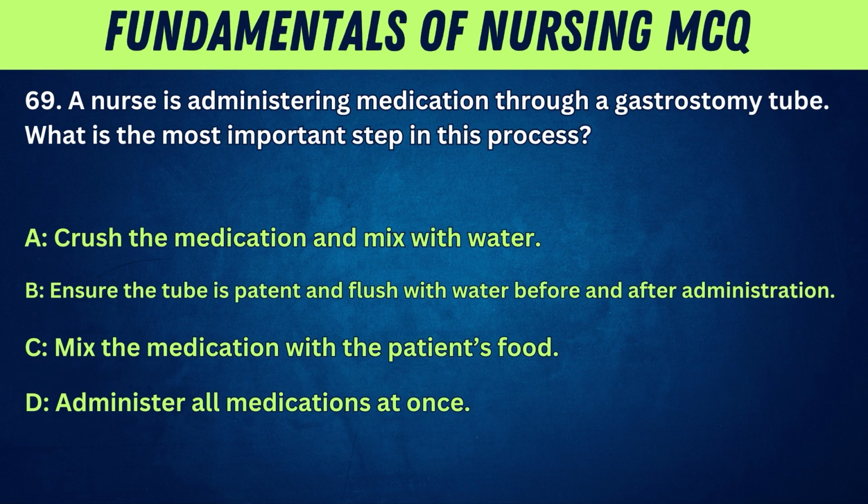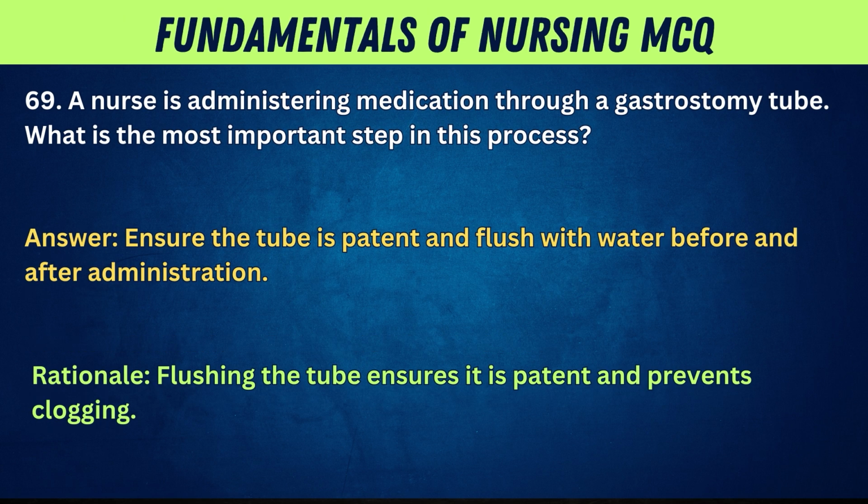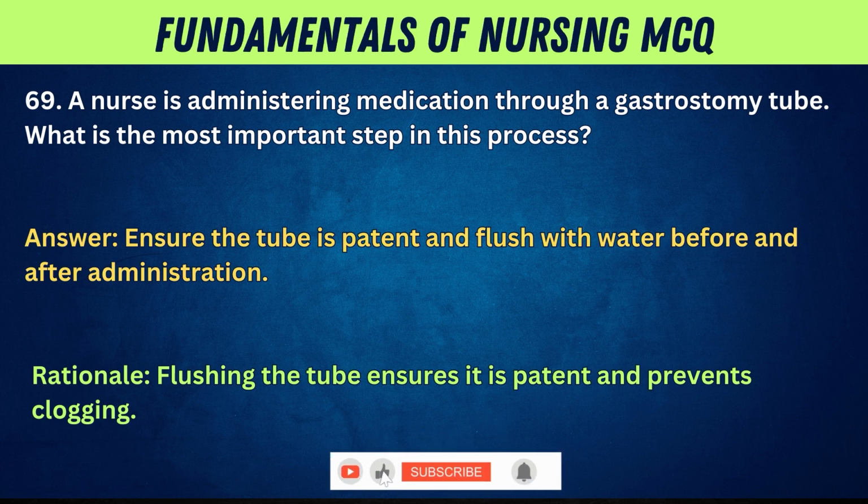69. A nurse is administering medication through a gastrostomy tube. What is the most important step in this process? A. Crush the medication and mix with water. B. Ensure the tube is patent and flush with water before and after administration. C. Mix the medication with the patient's food. D. Administer all medications at once. Answer. Ensure the tube is patent and flush with water before and after administration. Rationale. Flushing the tube ensures it is patent and prevents clogging.